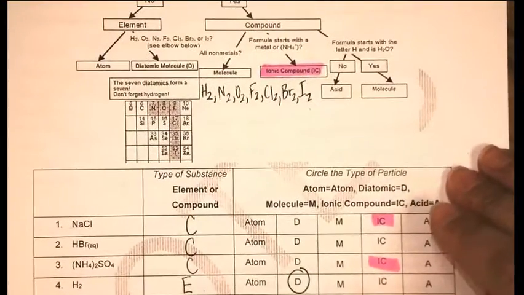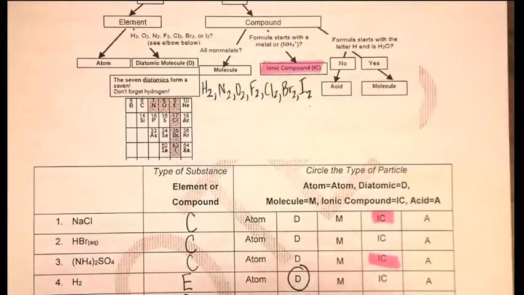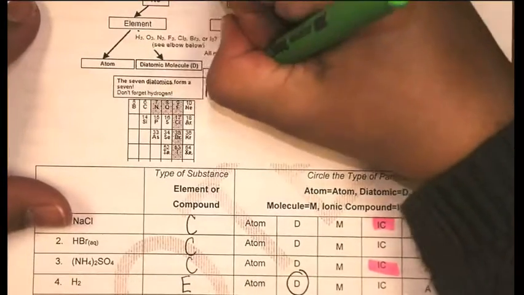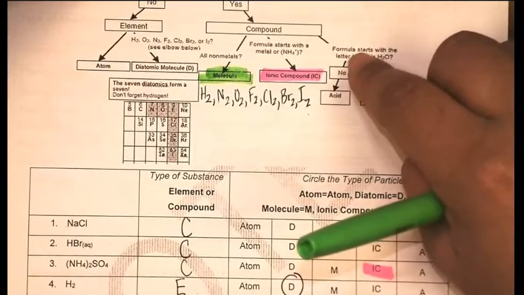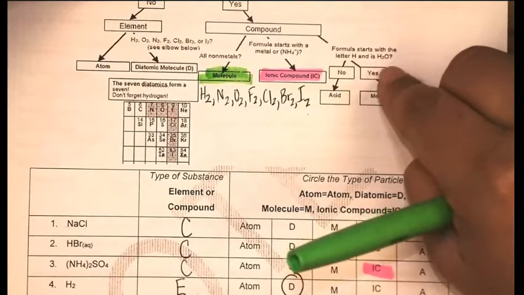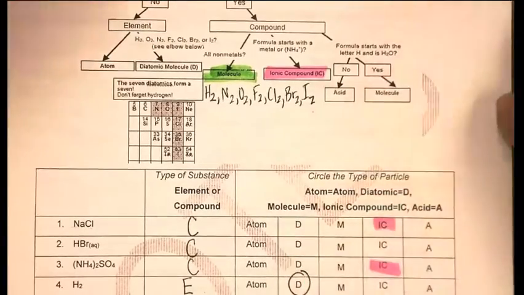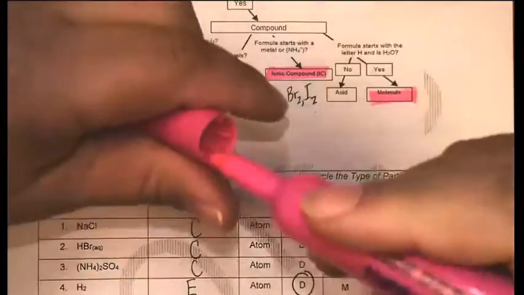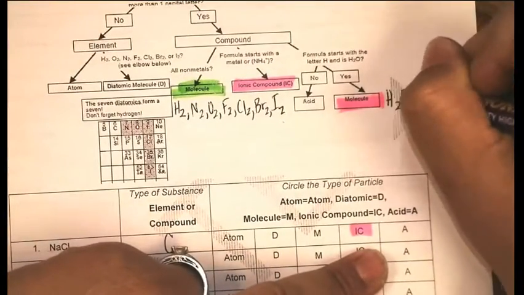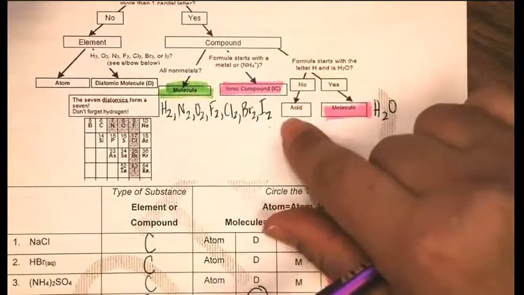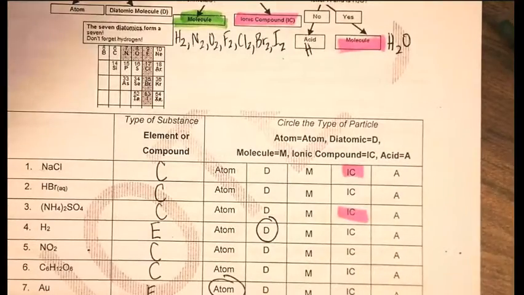So now the next thing is, if it's all nonmetals, it's going to be a molecule. But here, we're looking for acids. If the formula starts with the letter H and is not H2O, it's an acid. If it's H2O, we're going to name it as a molecule. So the only exception is that it starts with an H and it's H2O, it's a molecule. Everything else that starts with an H is an acid, okay? So let's do our molecules next.